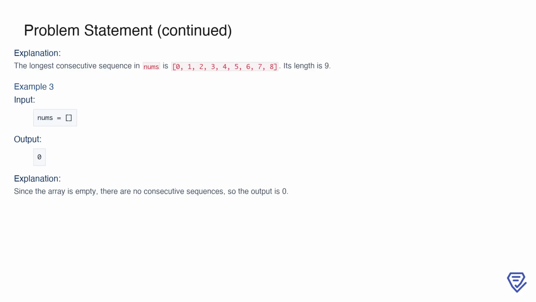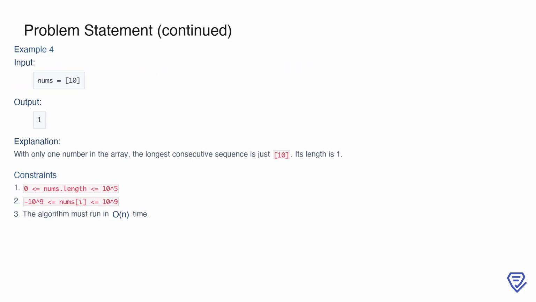For a third example, if the input array is empty, such as nums equals an empty array, there are no numbers to form any sequence. As a result, the output is 0. This demonstrates how the algorithm should handle edge cases like an empty array gracefully. Now, consider an example where the input array has only one element, such as nums equals 10. In this case, the single number itself forms the longest consecutive sequence. So, the output is 1.